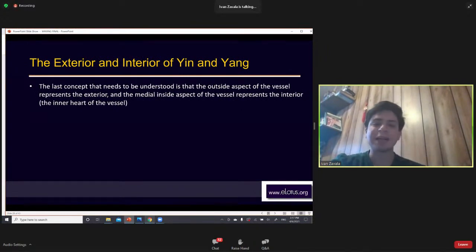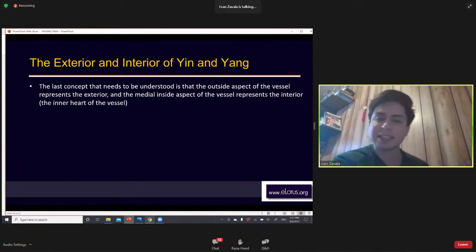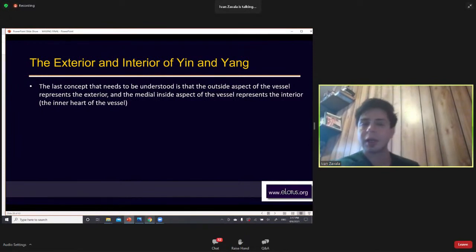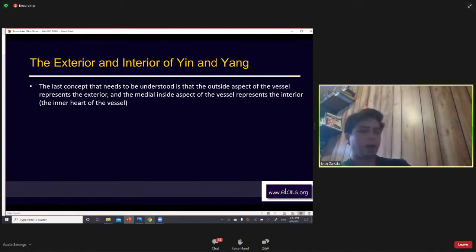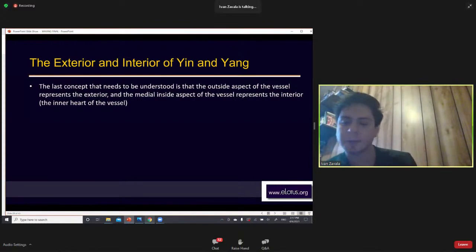So the last concept that needs to be understood is that the outside aspect of the vessel represents the exterior, and the medial inside aspect of the vessel represents the interior, the inner heart of the vessel, right? You could say that you could diagnose exterior conditions by the external aspect of the vessel, and you could diagnose more constitutional illnesses by the inside aspect of the vessel.